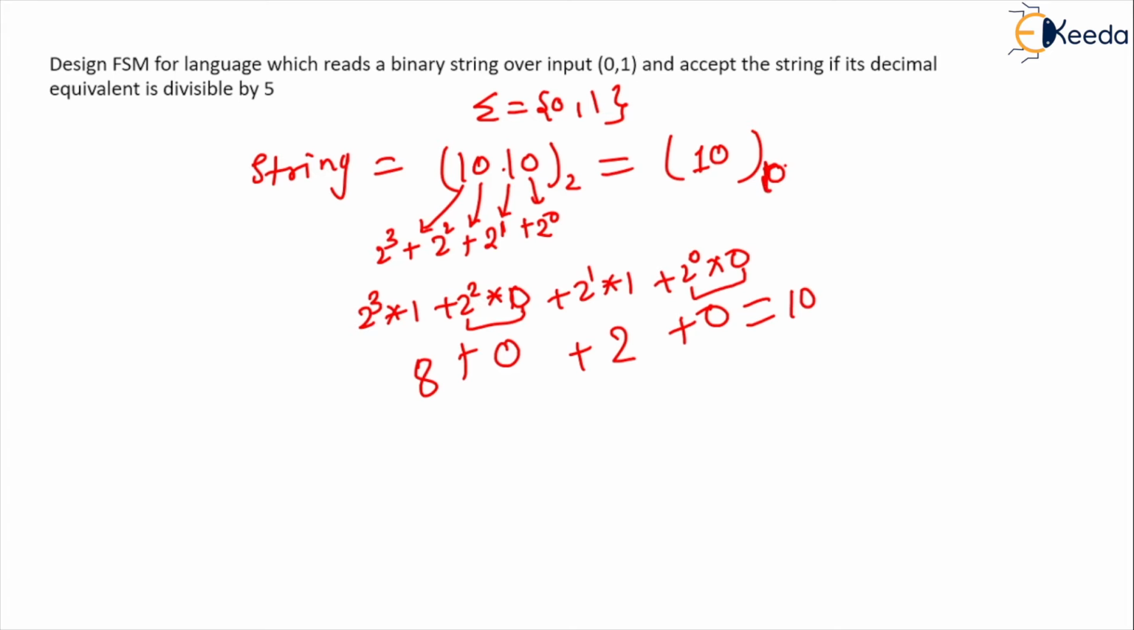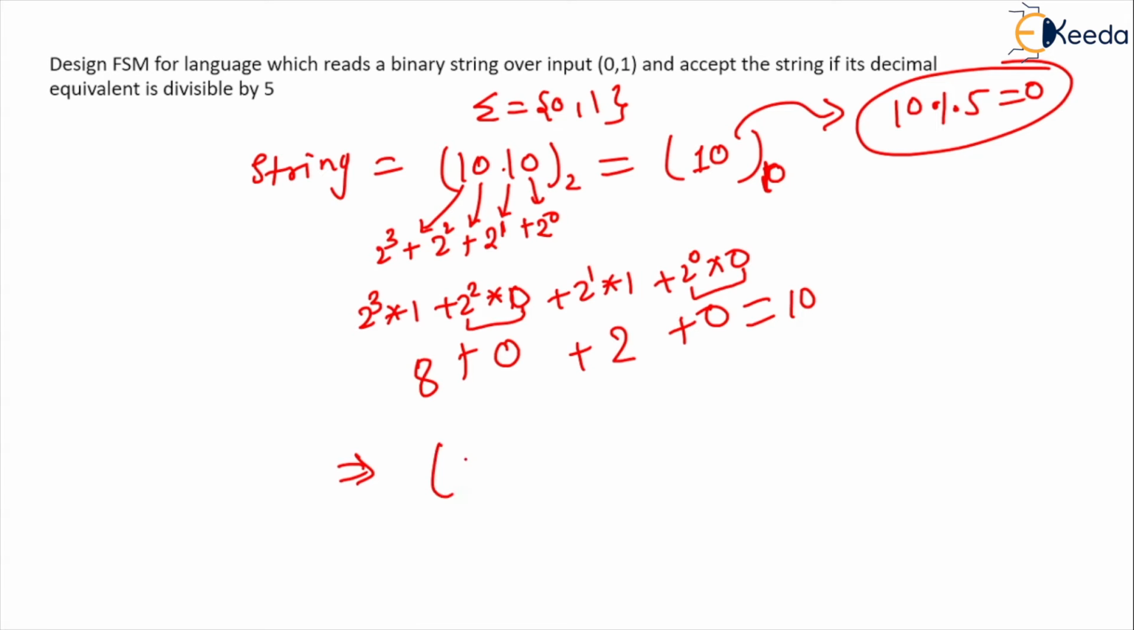When you find the decimal value of this string, it is 10, and 10 is divisible by 5. You can find 10 mod 5 is 0. So the aim is to find the decimal of the binary string and then divide that decimal by 5. If that decimal is divisible by 5, then we say that the string is accepted by the finite state machine. Otherwise the string is rejected. That's it. Got it?